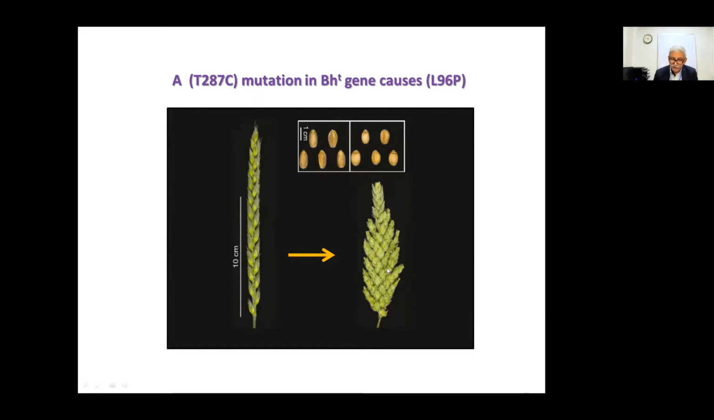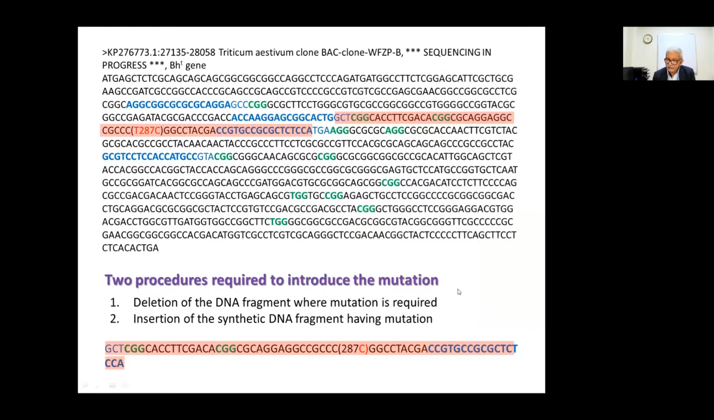Okay. So for that purpose, what we need is the nucleotide sequence of the BHT gene. BHT is a branching factor protein. Okay. It's a branching factor protein which induces branching at the nodes. Okay. And this is what I was mentioning. This is nucleotide number 287.